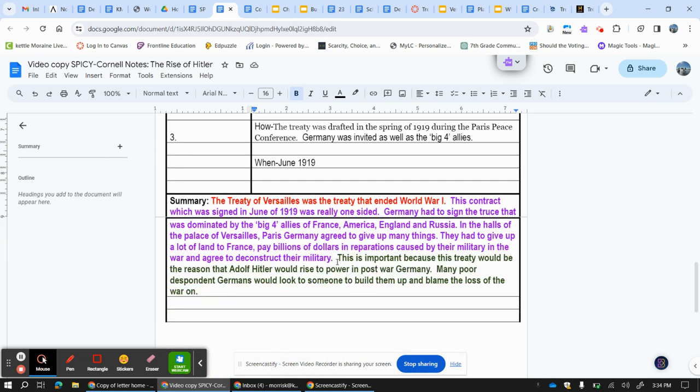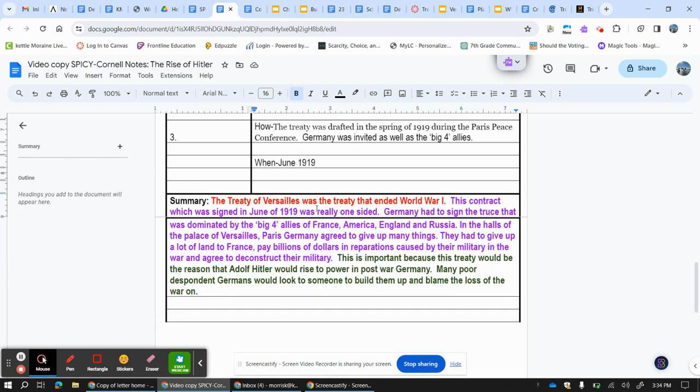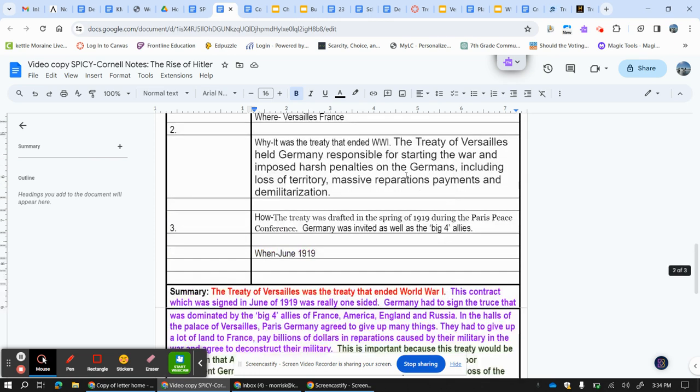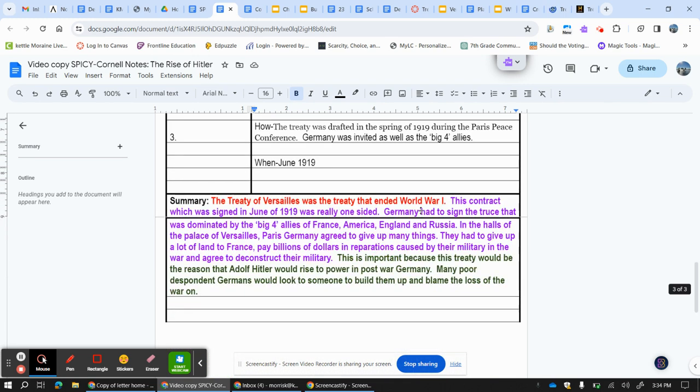Now that I have my who, what, where, why, how, and when, I can start building my summary. As always, you start your summary by answering the question. The question is, what was the Treaty of Versailles? Answer it: The Treaty of Versailles was a treaty that ended World War I, period. Now I take this information and start wordsmithing it. Don't just cut and paste. You need to add your own words. Listen to what I did. This purple is the information from my notes, and the red is answering the question.